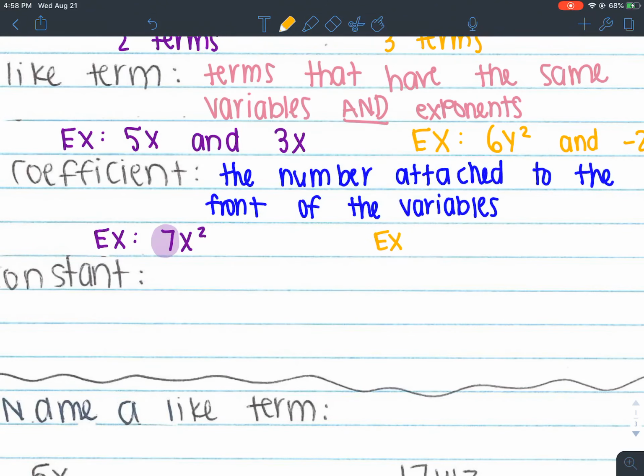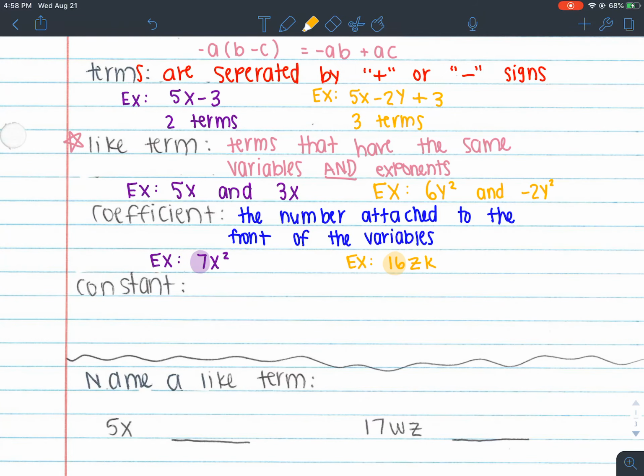Another example, 16zk. I have two variables, but regardless, what's my coefficient? 16. It's the number attached in front of your variables. So it doesn't matter what is attached to it, the coefficient's the number in the front. So that's some vocab for you.